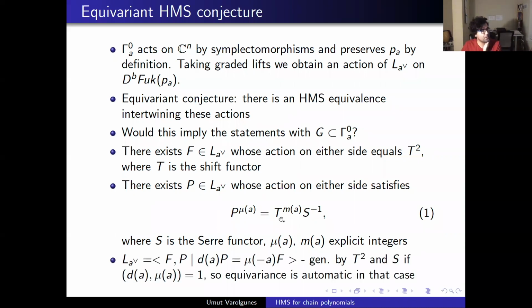And using this, you can prove something that I recently realized. If this coprime condition holds, like if D and mu are coprime, then this full action is just generated by a double shift and the Serre functor. So any equivalence actually respects this equivariance. So this equivariance is mathematically, in terms of information, only interesting if D and mu, which I haven't defined yet, are not coprime.